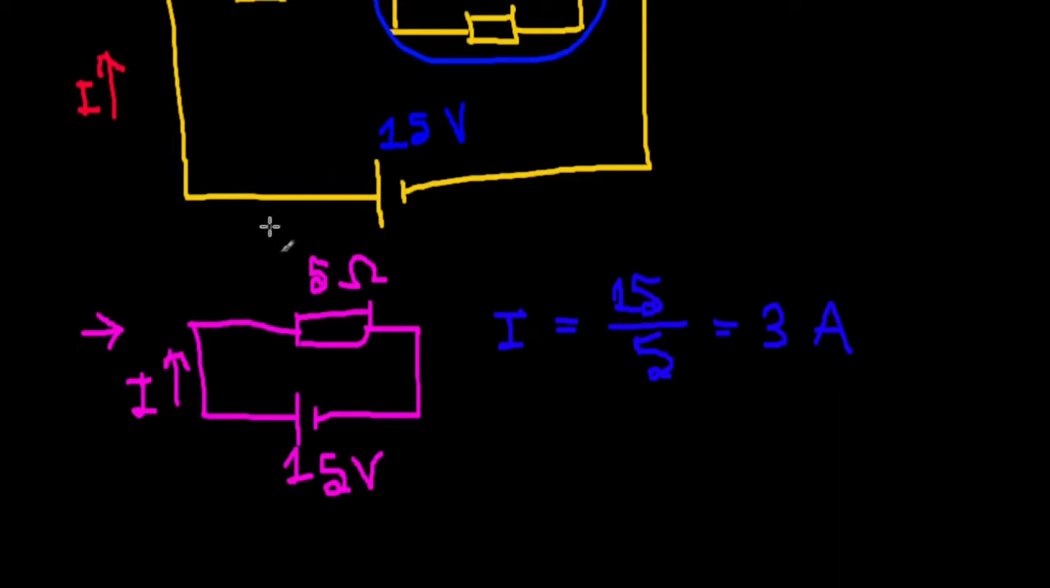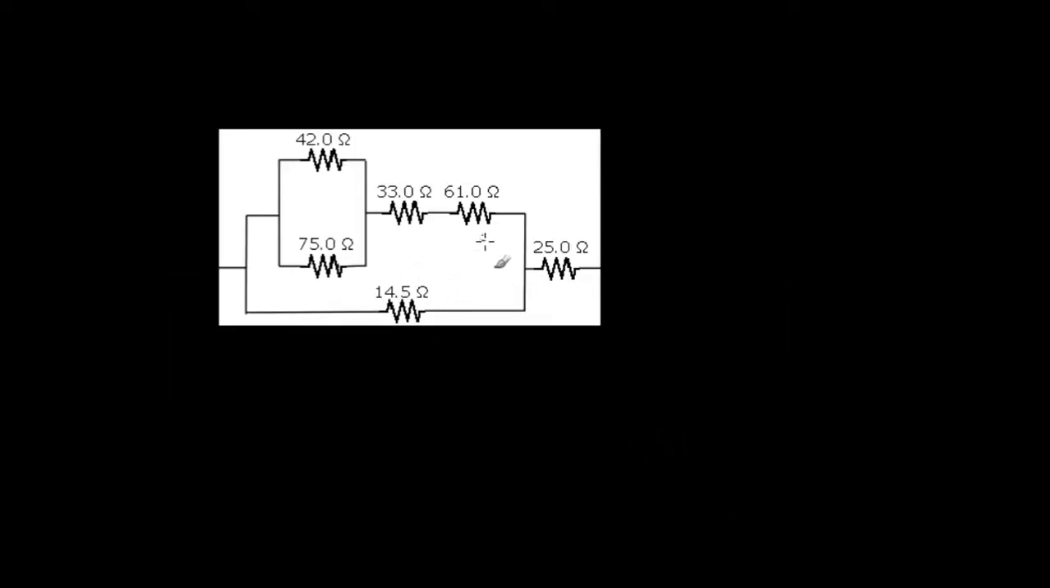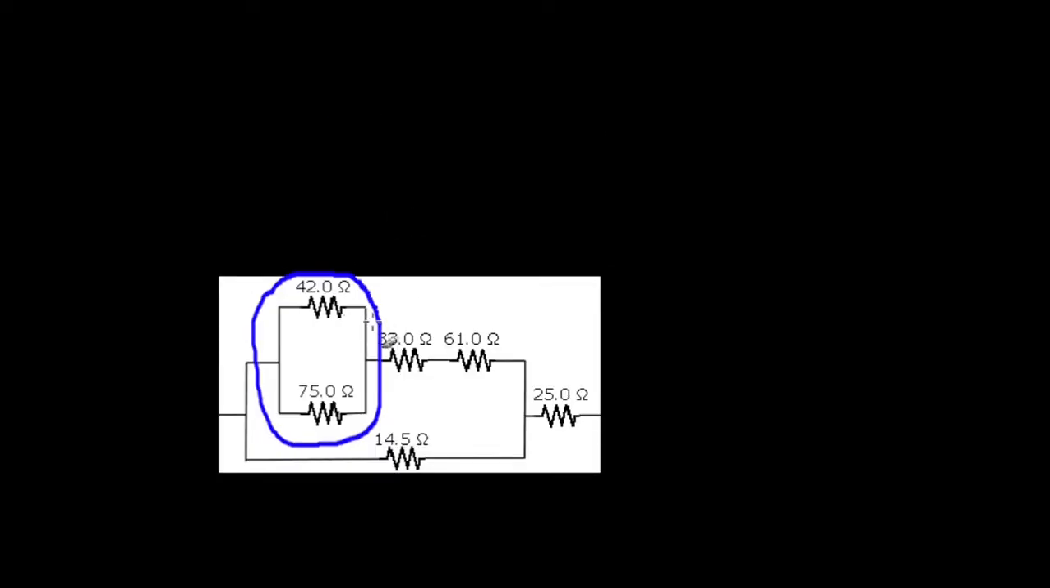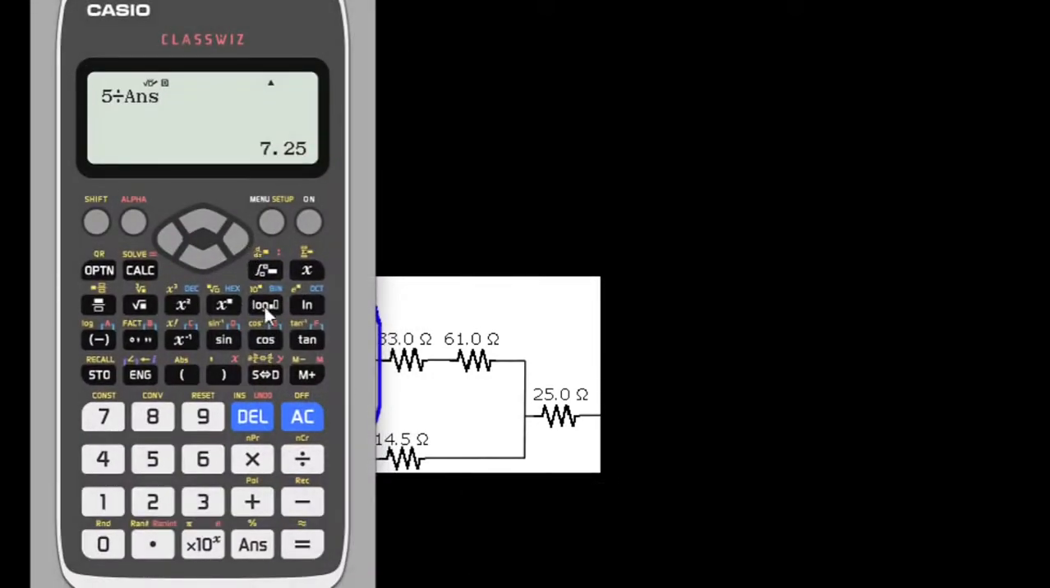All right, so let's do another example, a slightly more difficult one. Here I have this combination, and as I said, it's not like we need a cell every time. The question here is just to find the equivalent resistance. So first off, we're going to work from small to big. First, here, this is a parallel combination.